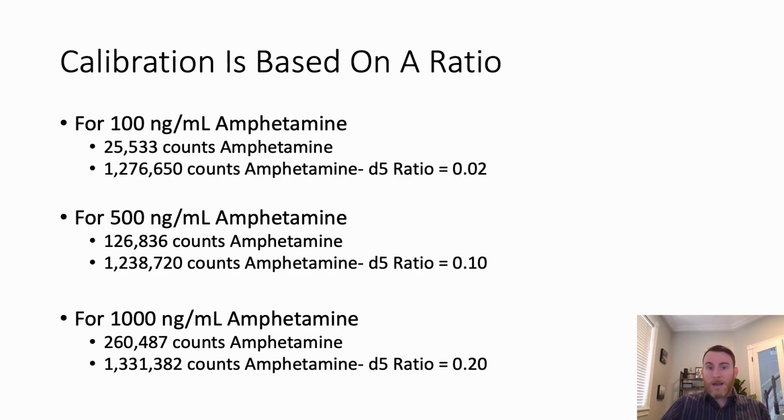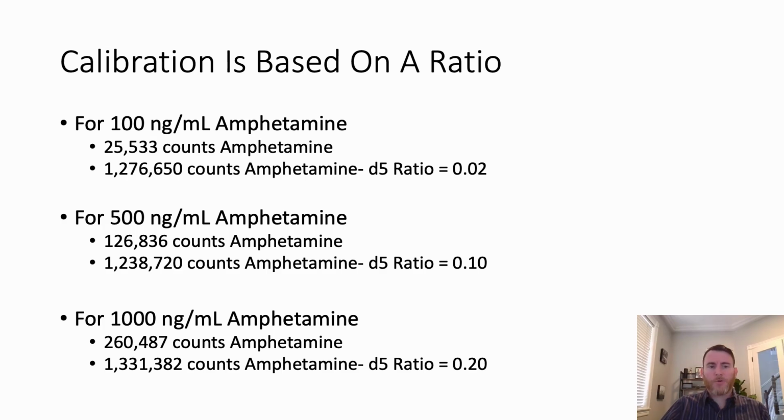Let's say you then analyze that specific sample, and let's say you're doing this by triple quad mass spec. You were able to get 25,000-ish counts of amphetamine and about 1.2 million counts of amphetamine D5. So remember, this is a deuterated internal standard, and it's 5 deuteriums. You get a ratio of 0.2.